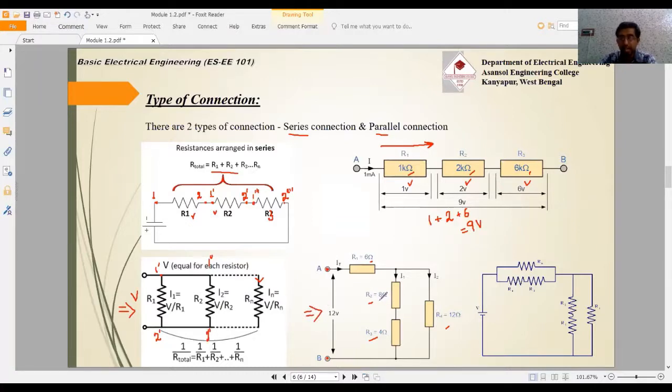You can say clearly that 8 and 4 are in series. So the net equivalent resistance of this side will be 12 ohm. Okay, this 12 ohm is parallel with R4. So this whole circuit's equivalent resistance will be 12 parallel 12. If you calculate 12 parallel 12, it will be 6.